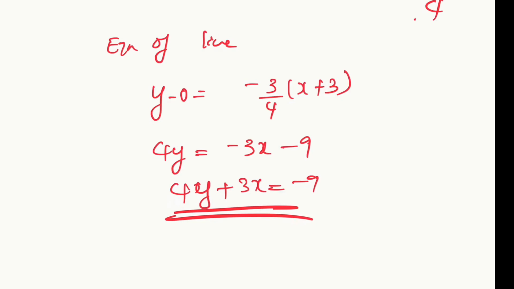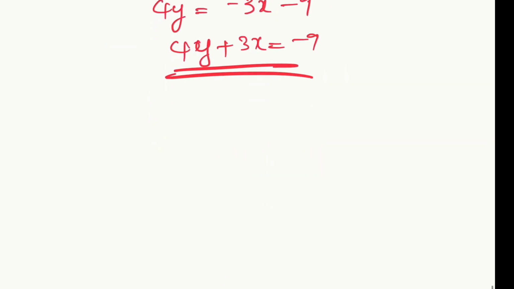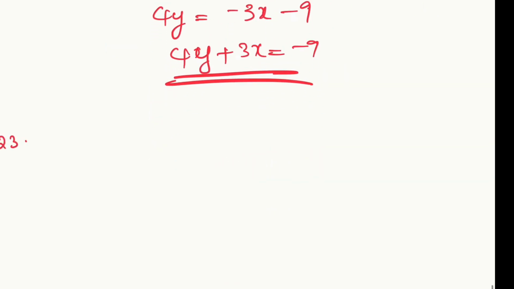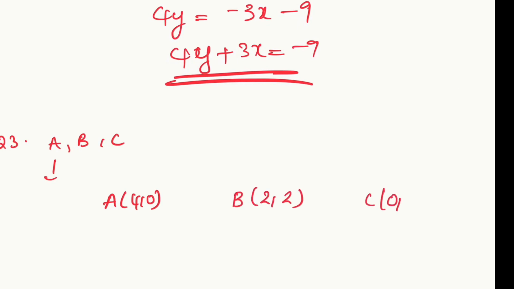Now coming to question number 23. We have the points A, B, C as A (4, 0), B (2, 2) and C (0, 6) respectively. Find the equation of AB and BC. In order to find the equation of AB and BC, first let me find the equation of AB.